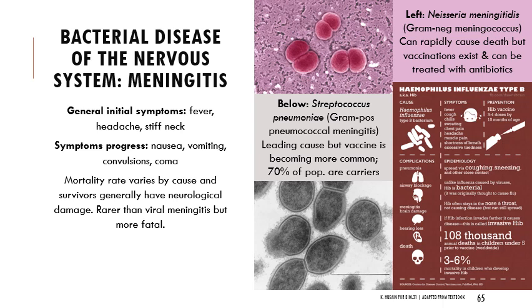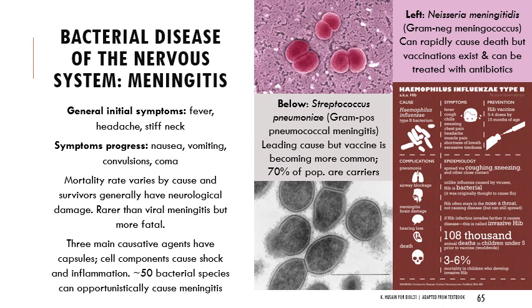The bacterial cases are a lot easier to treat because we have antibiotics, but viral meningitis is a lot more common. It's harder to treat, but it's less fatal. So viral meningitis is harder to treat, less fatal. Bacterial is easier to treat, but much more fatal. And there's three main causative agents of bacterial meningitis: Streptococcus pneumoniae, Neisseria meningitidis, and Haemophilus influenzae type B, which you should have vaccinations against.